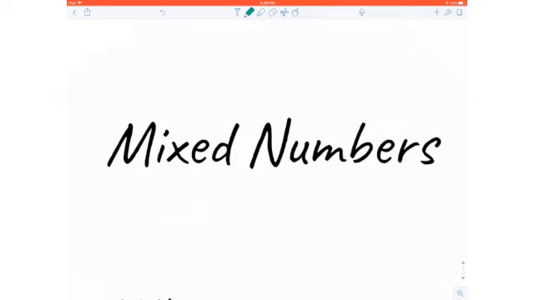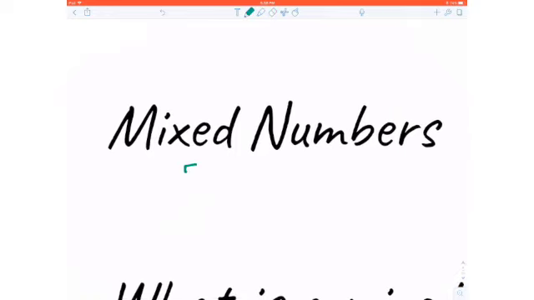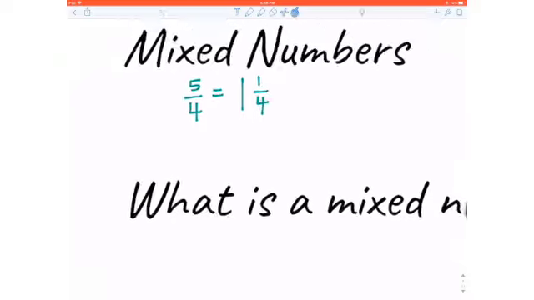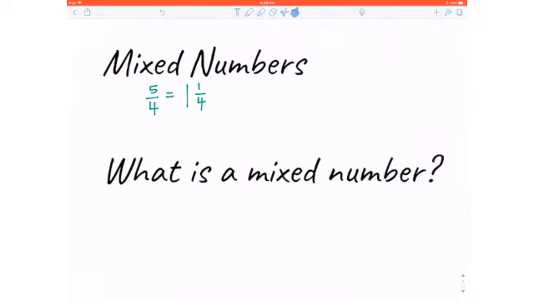Now mixed numbers come from improper fractions. So we have something like 5/4. This is 1 and 1/4. That's where it comes from. These two things equal each other. So, how do we know it's a mixed number now? How do we switch between an improper fraction and a mixed number?